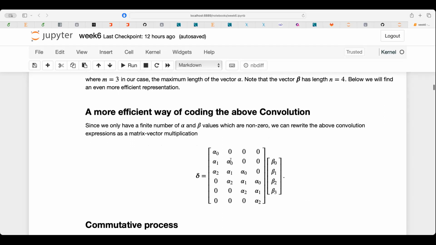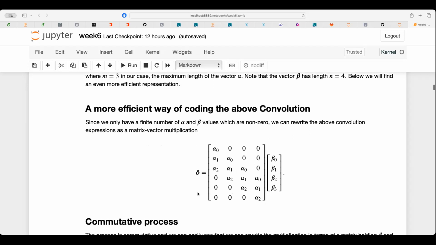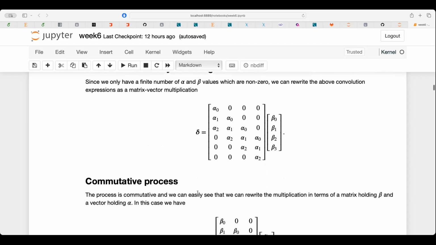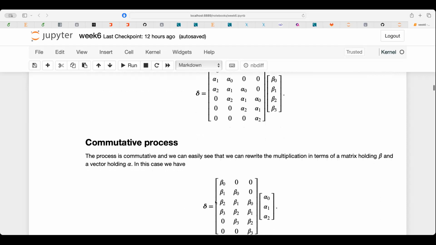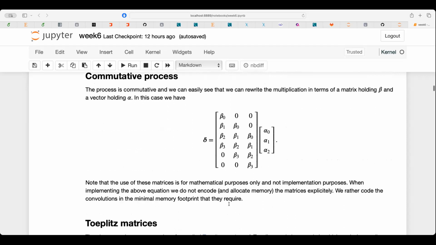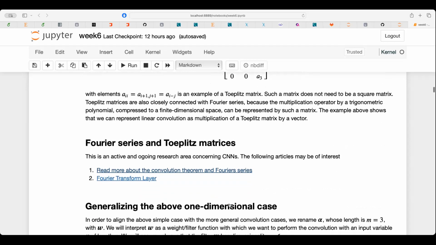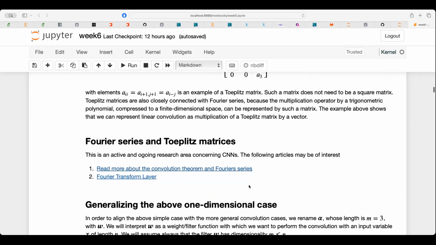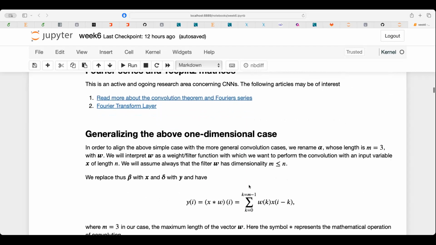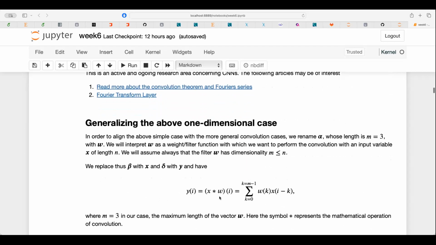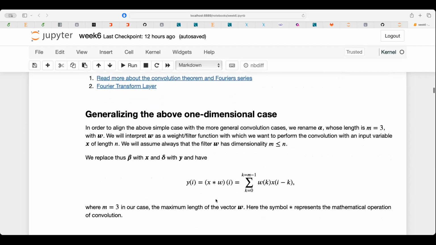But you can rewrite this in terms of that matrix. And then we know that convolution is a commutative process, so you can rewrite it like this. But let's now move down a little bit, because this is something which we did last week. There are some links here to Fourier series and how they are used in convolution and the convolutional theorem. But we are going to take this expression here and we are going to rewrite it like this.